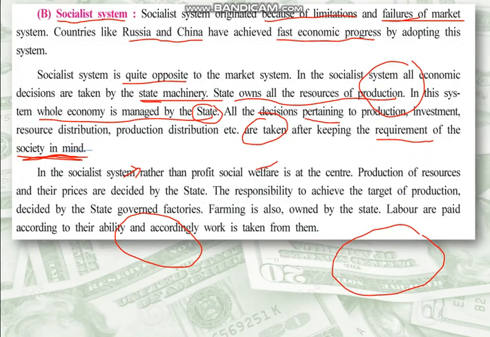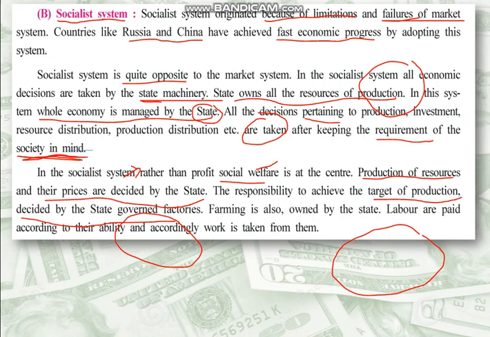In the socialist system, rather than profit, social welfare is at the center. Production of resources and their prices are decided by the state. What to be produced, when to be produced, all the things are decided by the state itself. The responsibility to achieve the production target is decided by the state. Factories, as I told you, are owned by the government, and that's why the government decides what target is to be produced and how much to be produced.